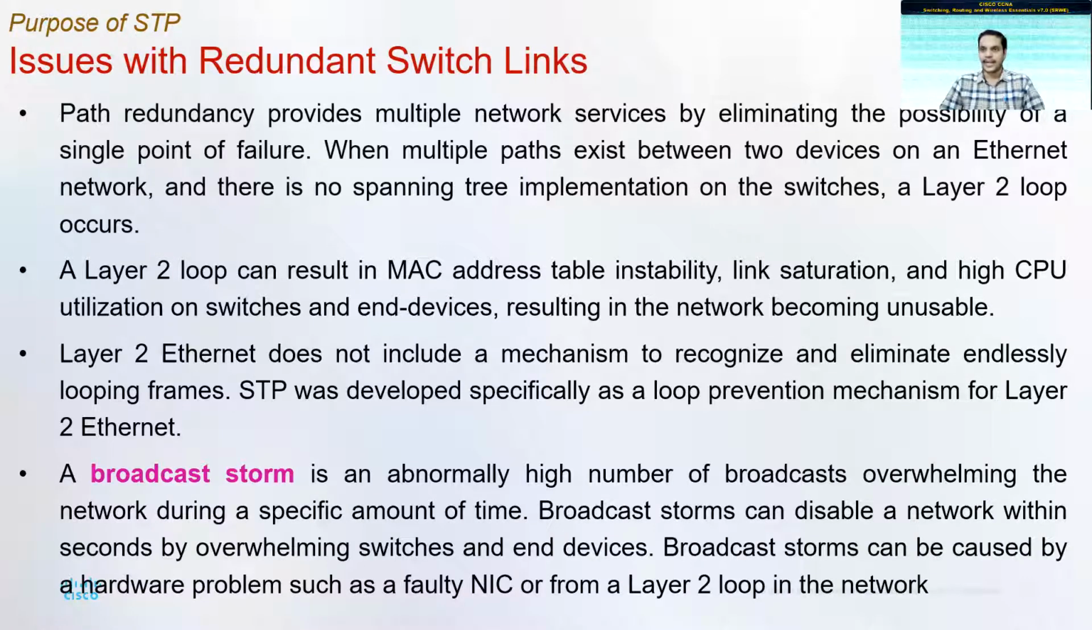There is also something called a broadcast storm. Earlier, we discussed broadcast domains and collision domains. A broadcast storm is an abnormally high number of broadcasts overwhelming the network during a specific amount of time. You know that we use ARP and other protocols in layer 2, which create broadcasts. These broadcasts, if they are not controlled well, can create a broadcast storm. These broadcast storms can disable a network within seconds by overwhelming switches and end devices. Why are they caused? They can be caused by a faulty network interface card or even by a layer 2 loop in the network.